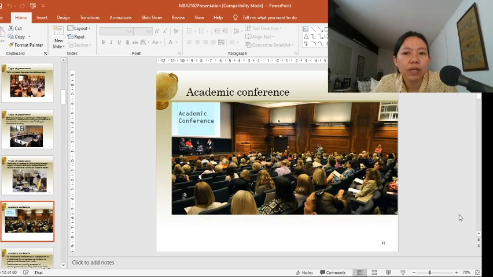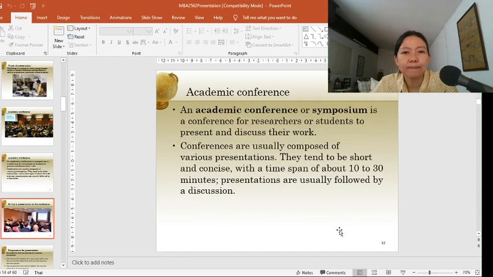The last one, which I think might be relevant to you, is called the academic conference. So what is an academic conference? An academic conference or symposium is a conference for researchers or students like you to present and discuss your research paper. Conferences are usually composed of various types of presentations, and each presenter will be given 10 to 30 minutes to talk about their work. Presentations are usually followed by a discussion.